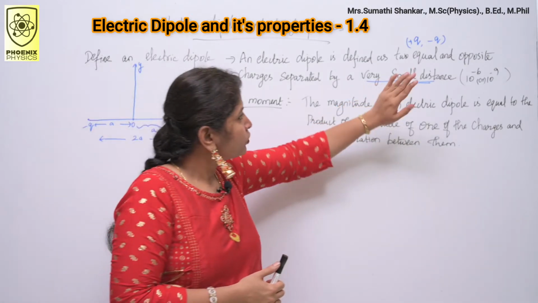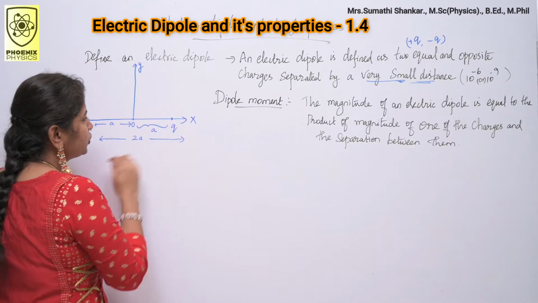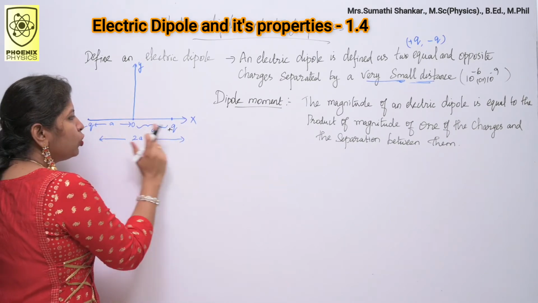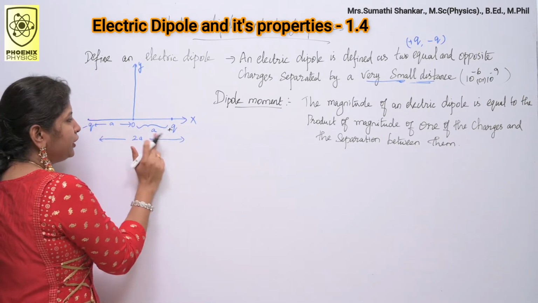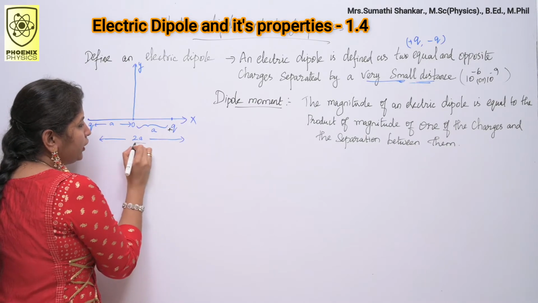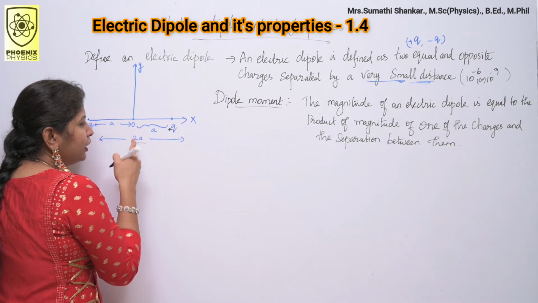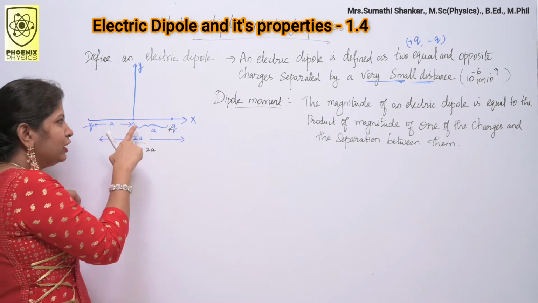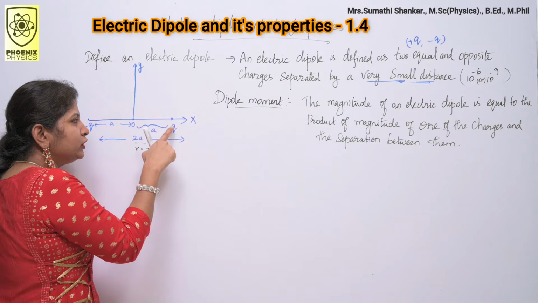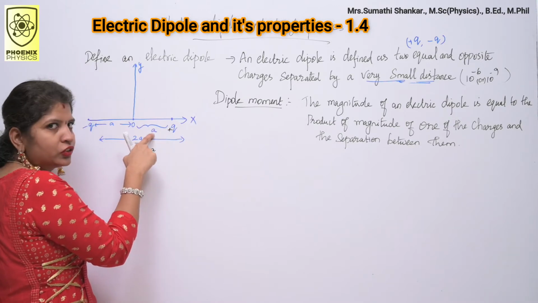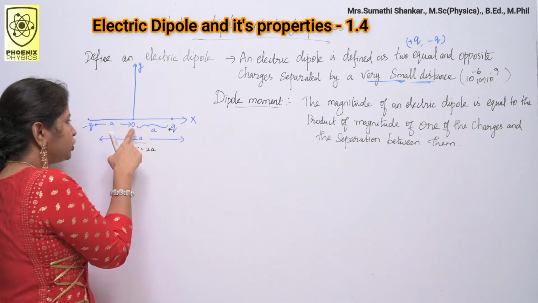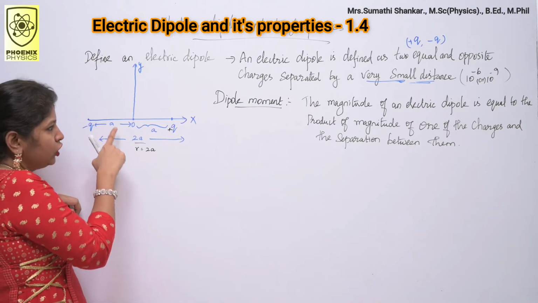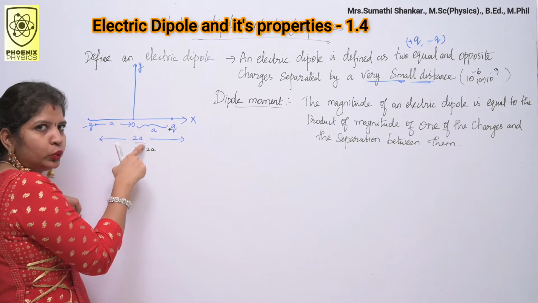That is the meaning. Here I have two charges. This is plus q and this is minus q. Both the charges are separated by a distance 2a. Here instead of r we have written 2a. This is my origin. From this origin to this plus q charge, the distance is a. From this origin to this minus q charge, the distance is a. So totally a plus a, 2a distance.